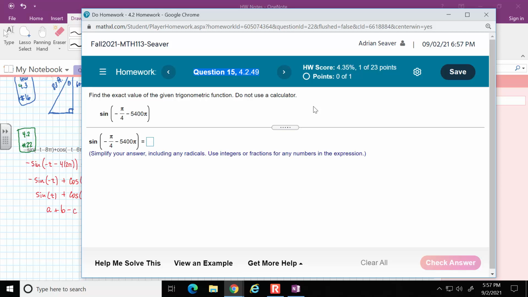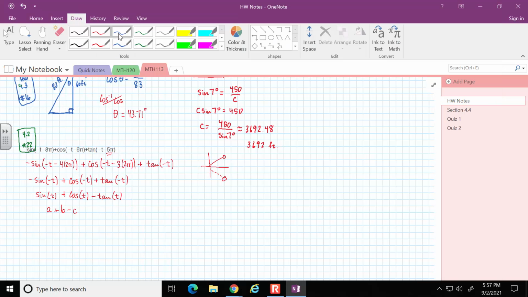Okay? Find the exact value of the given trigonometric function. So it's going to have something to do with pi over 4. Those are what we know given this section. It says do not use a calculator. Oh, that's handy. So sine of negative pi over 4 minus 5400 pi. Again, that negative 5400 pi means nothing in this case. That just means we have gone around a circle 2,700 times, but we're at the exact same point on it as far as an angle goes. We're at the exact same angle.